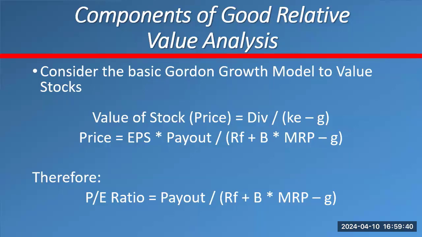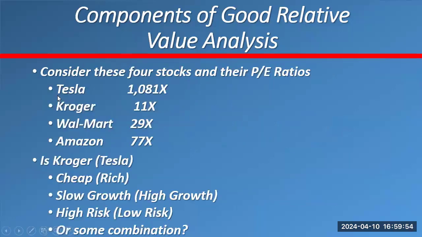But there's so much in that ratio. Why are PE ratios high or low? It has to do with interest rates, risk, and then the company specific risk and the company specific growth. All right, so these are old numbers. Tesla used to have a PE ratio of 1,081. That sounds kind of high. It's a pretty high PE ratio. Kroger was at 11. Kroger, you think would have a high PE ratio, wouldn't you?